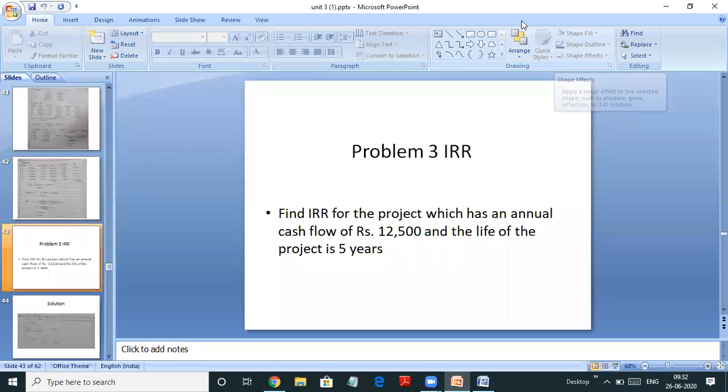Hello students, today we will do problems on IRR when annuity cash flows are given. So the first problem: find IRR for the project which has an annual cash flow of rupees 12,500 and the life of the project is 5 years. That means the cash flows are the same for the 5 years. Every year 12,500 we are going to get.